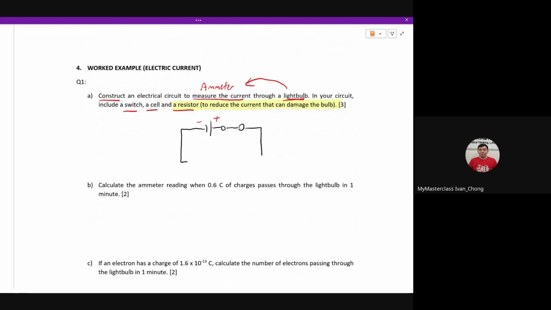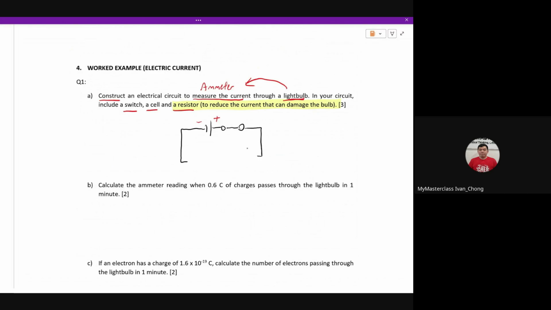Okay, so don't worry too much about this. When we reach nearer to the end of your fourth chapter of electricity, then you understand why you need to place a switch in front. So for now, just make it a habit to always put the switch in front.